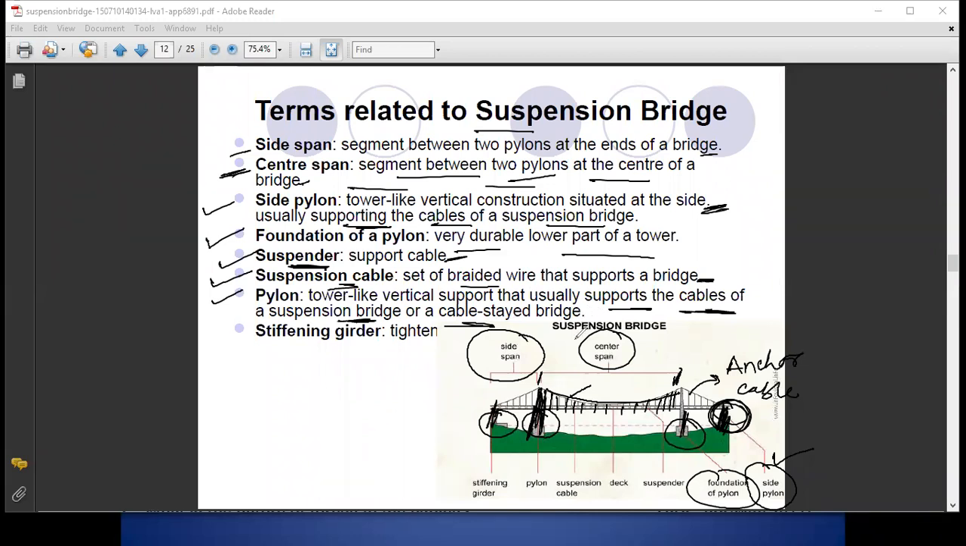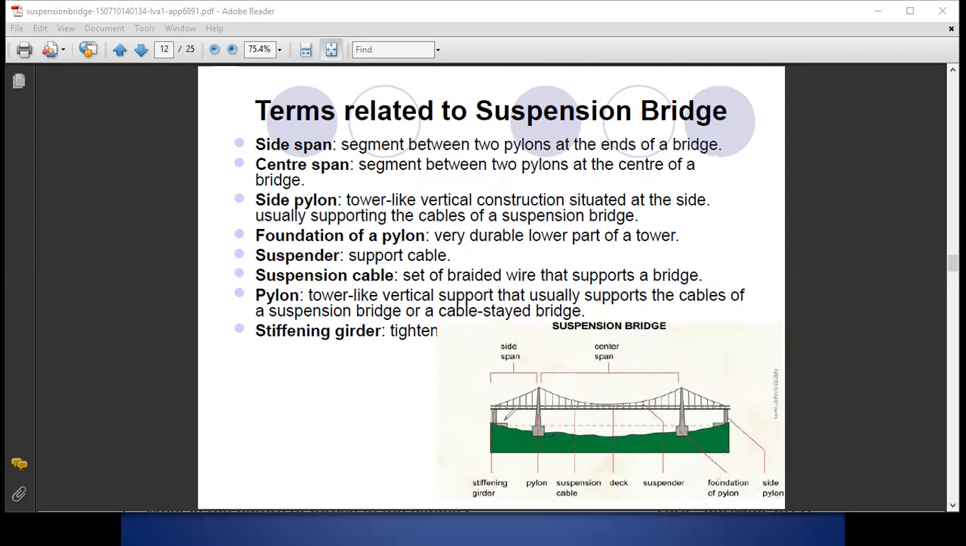The tower, which is like vertical support, that usually supports the cables of a suspension bridge or, in case of the cable stayed bridge. And last is a stiffening girder. Okay, last is called a stiffening girder.